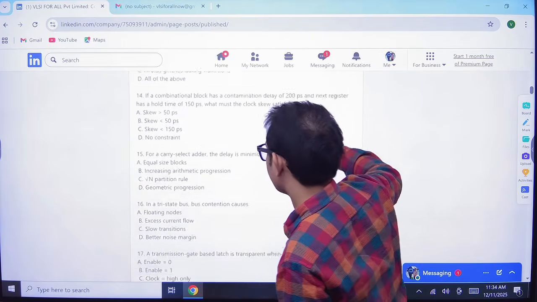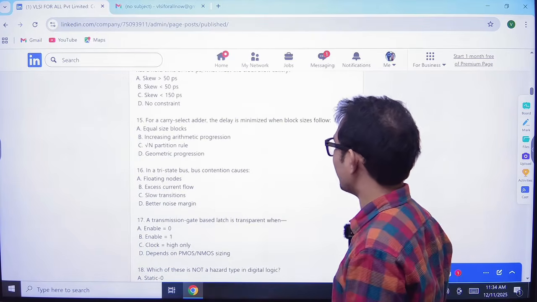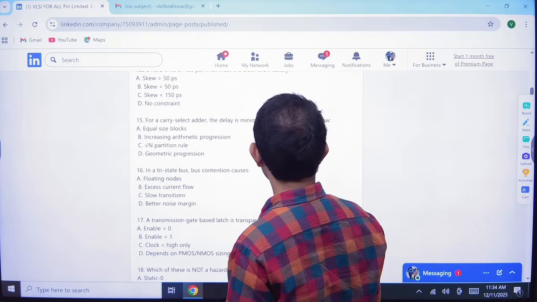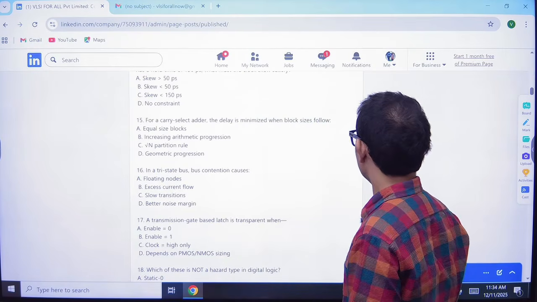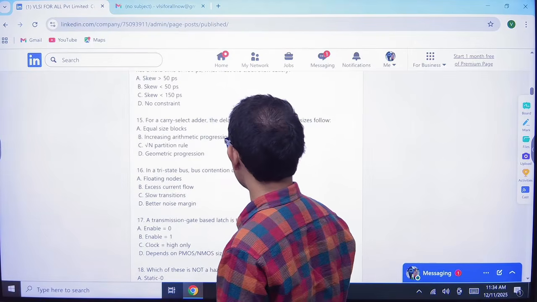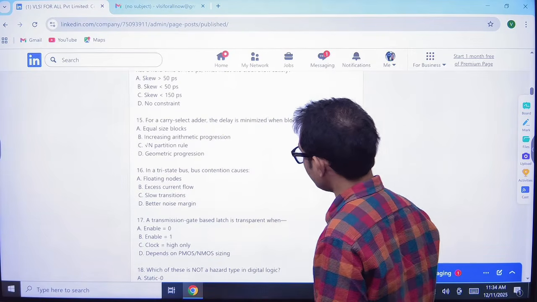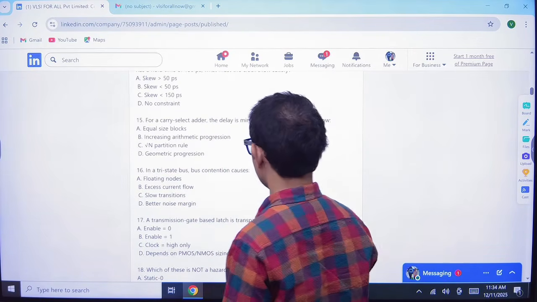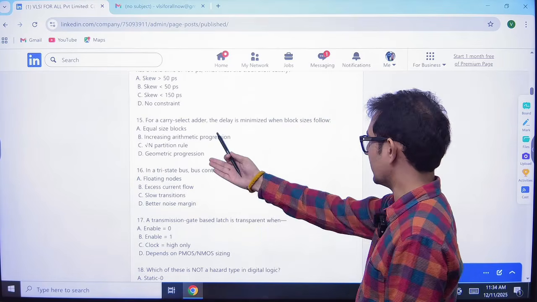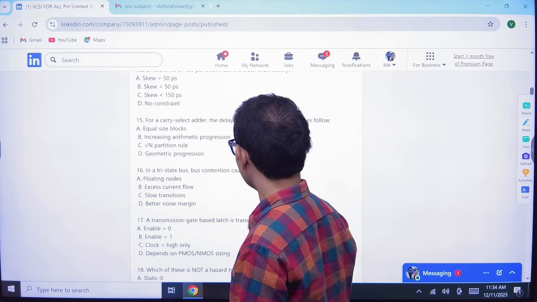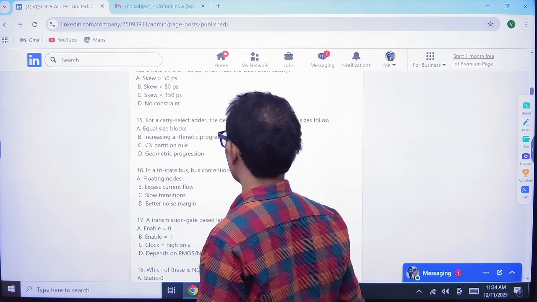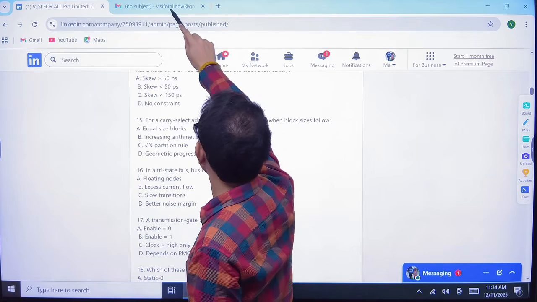B is the answer. For a carry select adder, the delay is minimized when the block sizes follow equal size blocks, or increase in arithmetic progression. There is a partition rule; you can search it online. Okay, some partition rule is there, you have to check it once. Geometric progression, GP series.